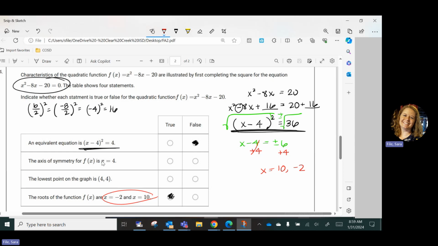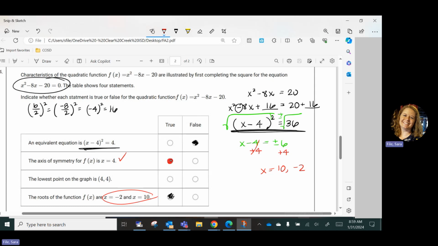Now, the axis of symmetry is going to be halfway between those roots. So is 4 halfway between 10 and negative 2? Okay, those are a distance of 12 apart, so it's 6 in each direction. So I can do 10 minus 6 or -2 plus 6. Either way, yes, that gets me to an axis of symmetry at 4.